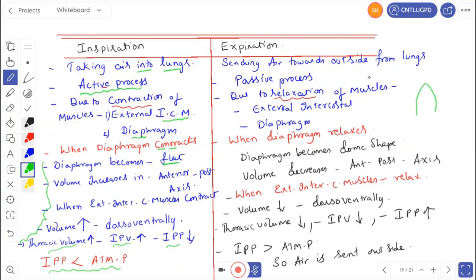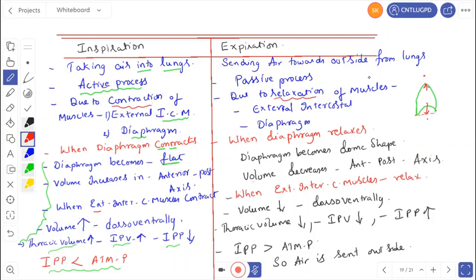Imagine this one as the thoracic chamber, and the diaphragm is dome shaped like this. Generally the diaphragm is dome shaped. When the muscles of the diaphragm contract, the diaphragm becomes flat. So the volume of the thoracic chamber increases in this direction, the anterior-posterior axis. It is the anterior side, it is the posterior side. So volume is increasing in the anterior-posterior axis.